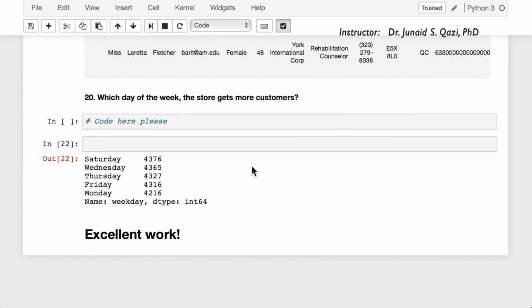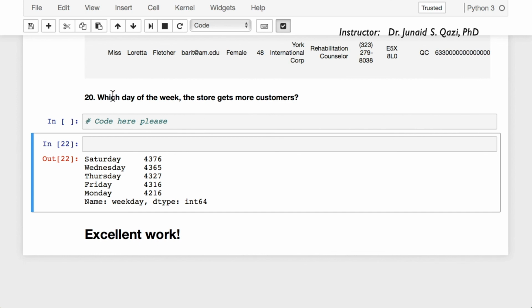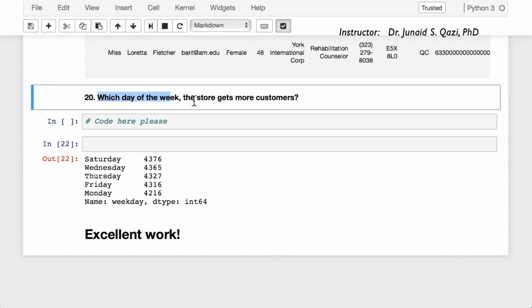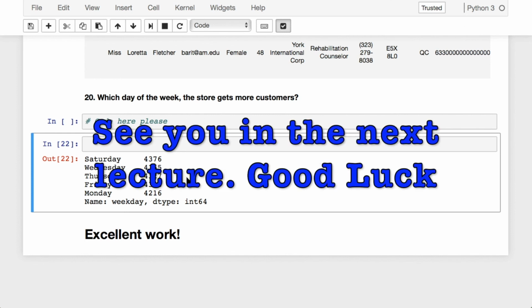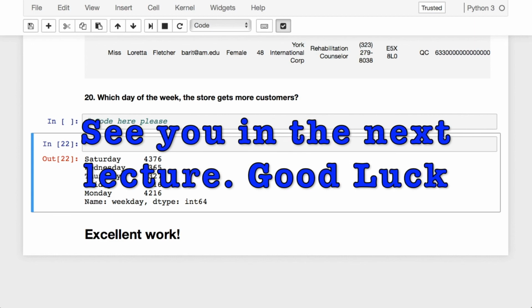Question 20 is, which is the last one, which day of the week does the store get more customers? So he's actually asking for only one day on which he's getting more customers, but we just displayed 1, 2, 3, 4, 5 just for comparison. So you have to find out the day at which the store is getting the most customers. So good luck, guys. Try your best to answer these questions and see you in the next lecture where we will solve these tasks.